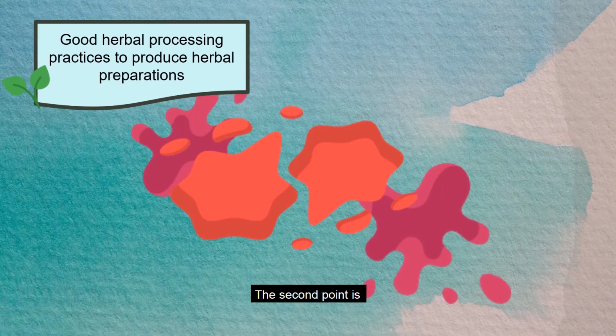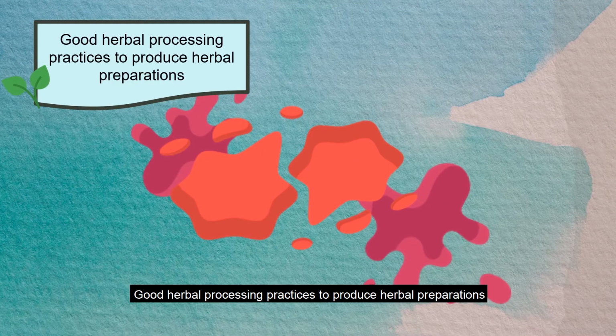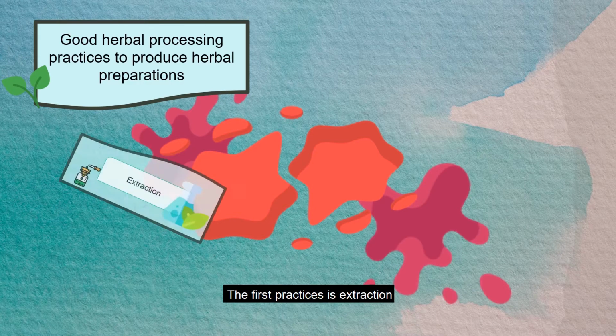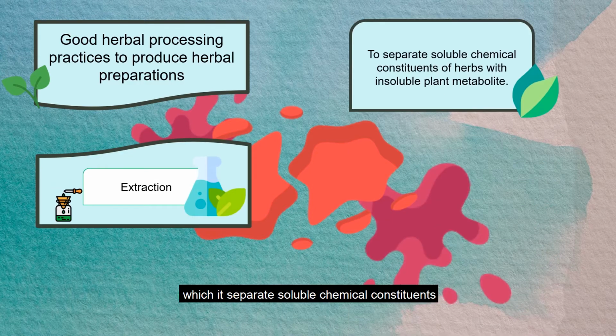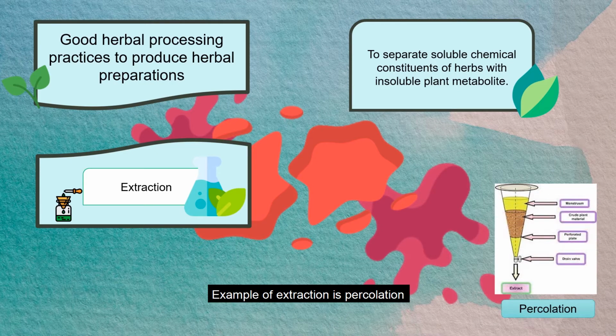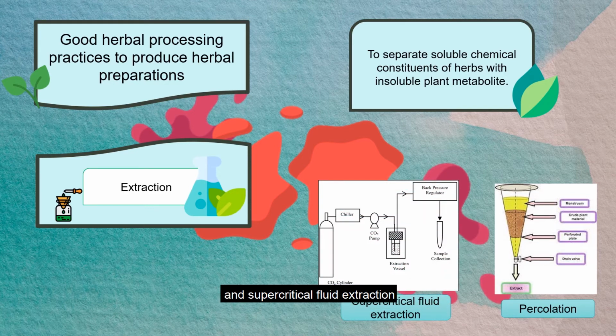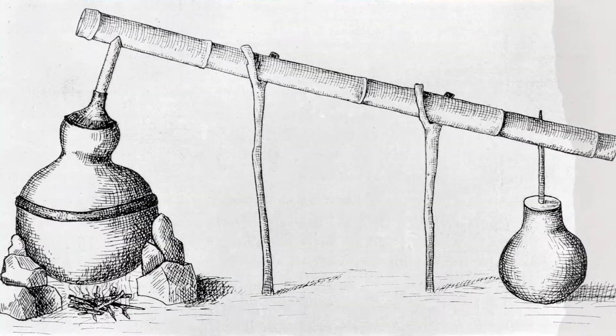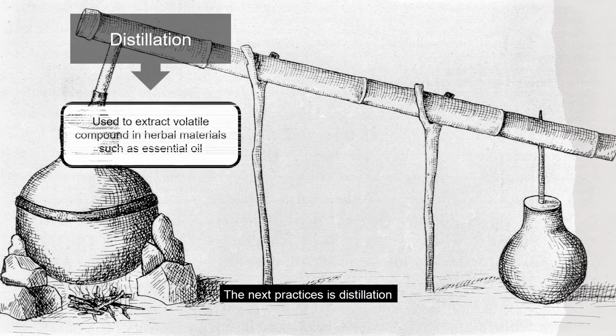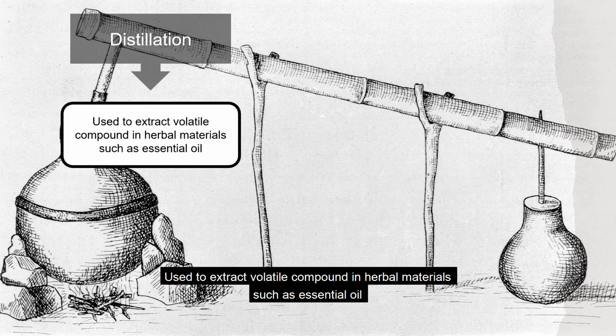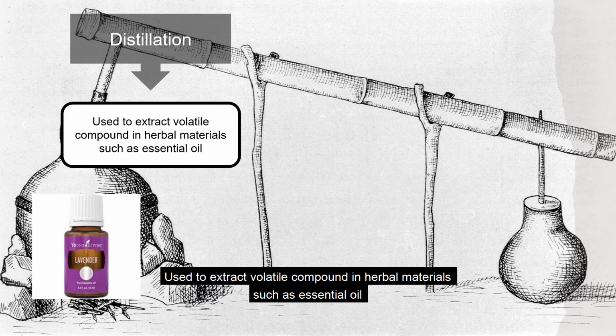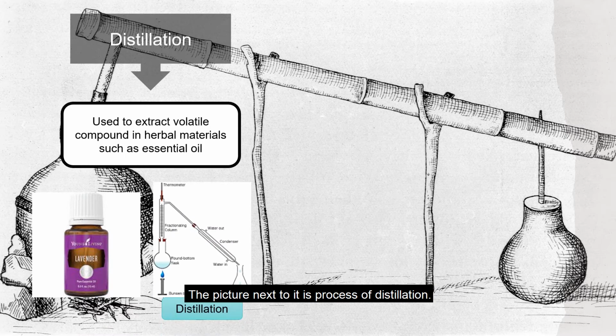The second point is good herbal processing practices to produce herbal preparation. The first practice is extraction, which separates soluble chemical constituents of herbs from insoluble plant metabolites. Examples of extraction are percolation and supercritical fluid extraction. The next practice is distillation, used to extract volatile compounds in herbal materials such as essential oil. The picture next to it is the process of distillation.